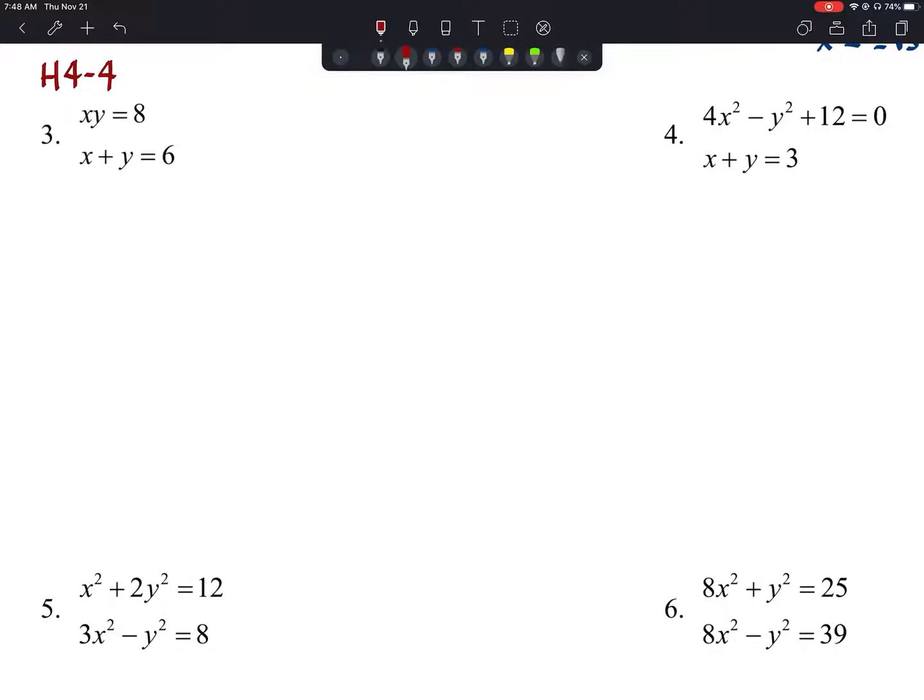This is worksheet H4-4, problem number 3. We have the product of x times y equals 8 and x plus y equals 6. So it looks like we have a hyperbola on the top, right? This one's a hyperbola.